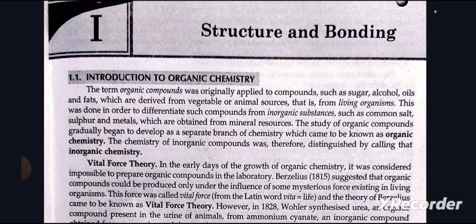The term organic compounds was originally applied to compounds such as sugar, alcohol, oils, and fats, which are derived from vegetables or animal sources, that is, from living organisms. This was done in order to differentiate such compounds from inorganic substances such as common salt, sulfur, and metals, which are obtained from mineral resources. The study of organic compounds gradually began to develop as a separate branch of chemistry, which came to be known as organic chemistry. The chemistry of inorganic compounds was therefore distinguished by calling them inorganic chemistry.